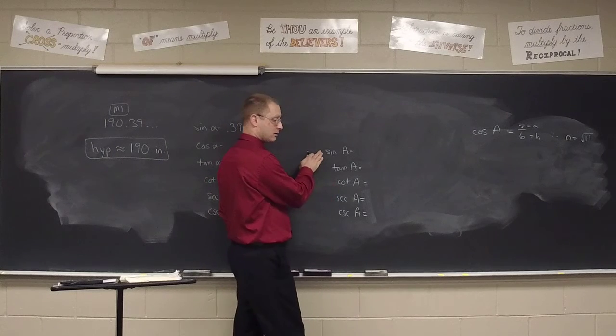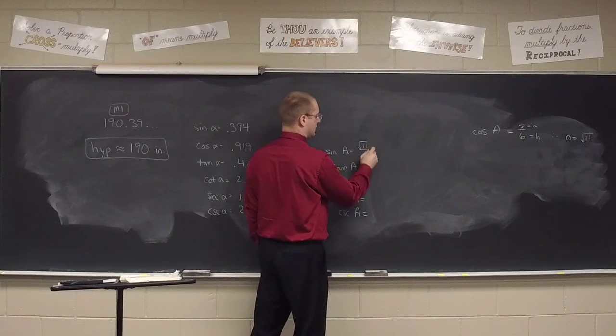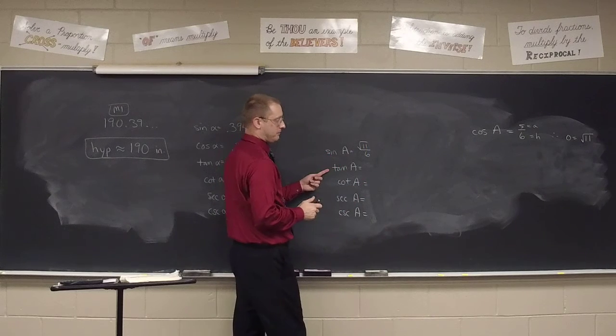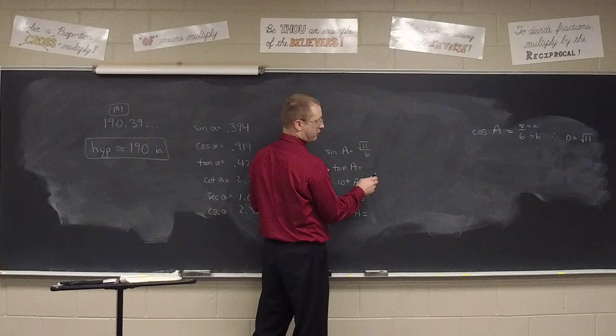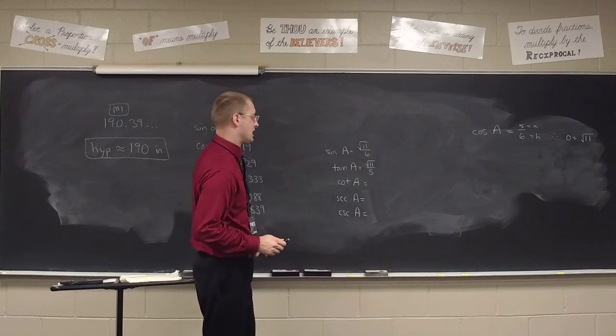Sine is what over what, class? Opposite over hypotenuse. So in this case, the square root of 11 over 6. Tangent is what over what? Opposite over adjacent. So in this case, the square root of 11 over 5. Of course, we already know the cosine's 5 over 6.